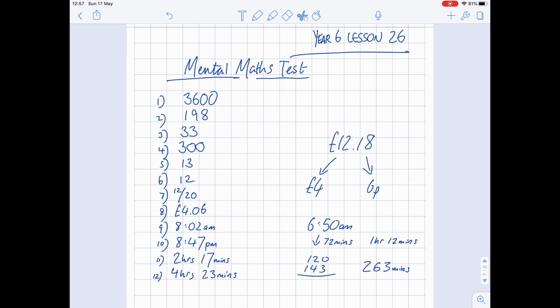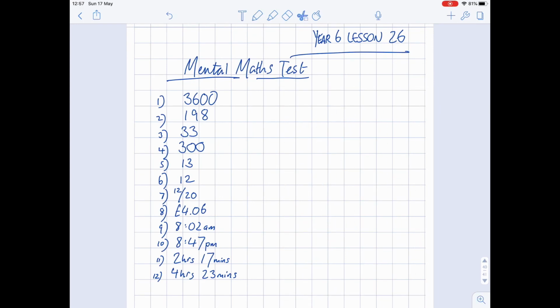So there are all your answers. Okay. Anything over or 10 and above is fantastic. So double figures is really, really good. 10, 11 or 12 out of 12.